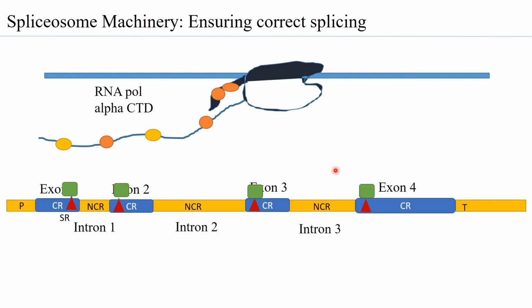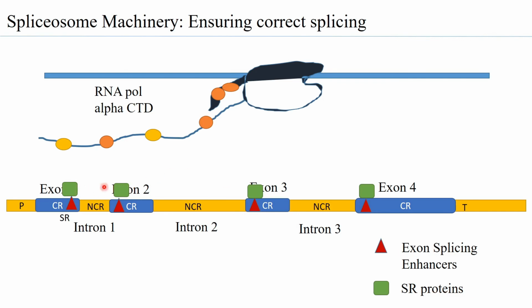Another means of ensuring that the splicing is correct is by certain cis elements themselves. These cis elements are present within the exons. What are cis elements? Nothing but a sequence of DNA. The sequences present in the exons are called exon splicing enhancers, the ESE, a sequence present in most of the exons, which are able to bind to proteins called SR proteins.